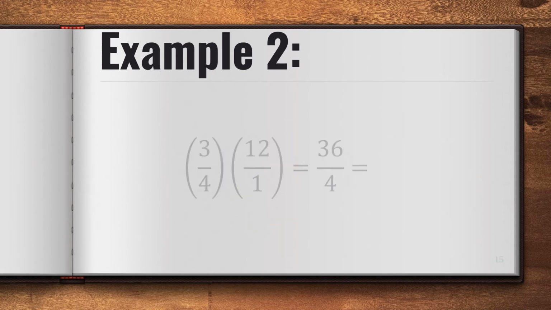36 over 4 can still be simplified. 36 over 4 in lowest term is 9. Therefore, the final answer is 9.